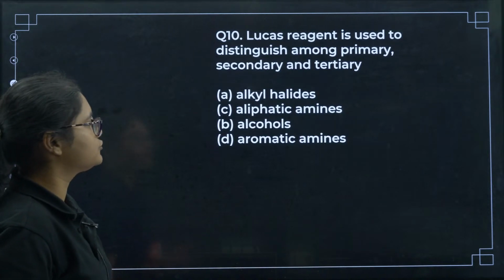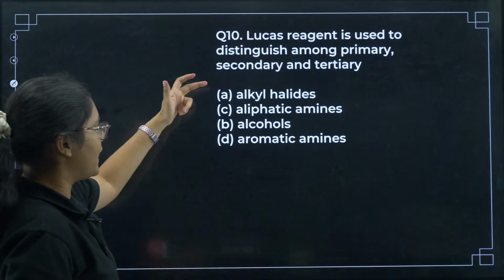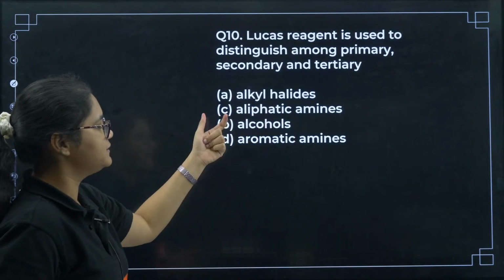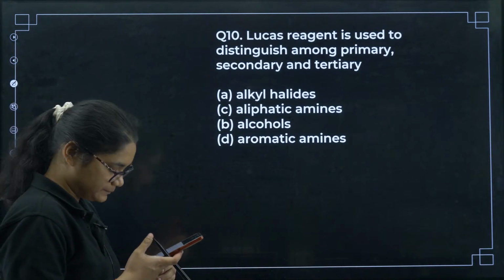Lucas reagent is used to distinguish among primary, secondary and tertiary what? Alkyl halides, aliphatic amines, alcohols or aromatic amines. So what is this one?